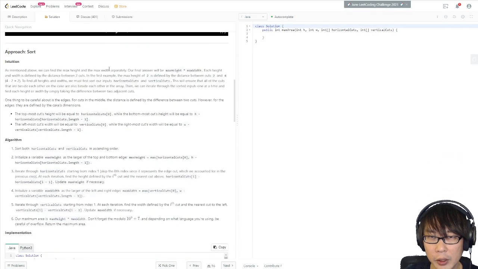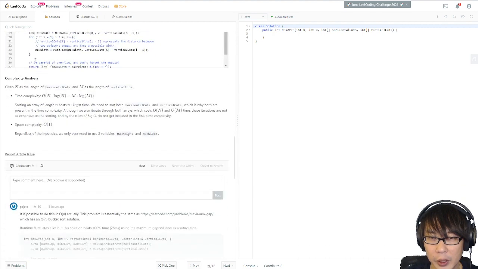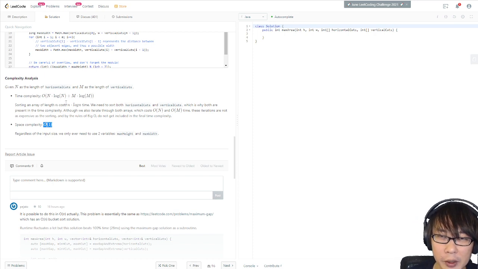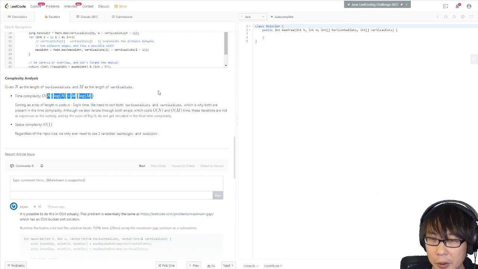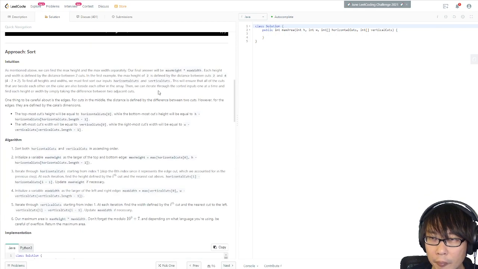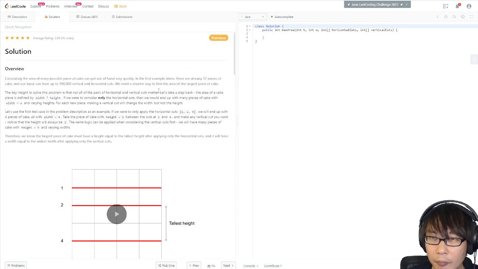Okay, so I guess there is only the sort, right? Yeah. And then if you are sorting the input array, then this is it. And then yeah, it's n log n plus m log m. But it's bounded by whoever is bigger, right? So yeah, that's it.